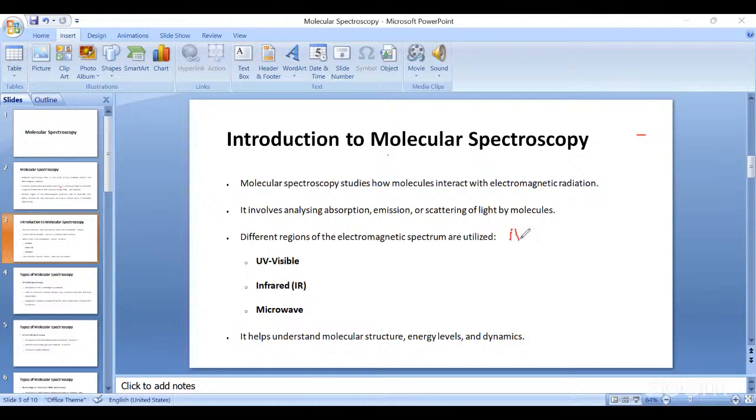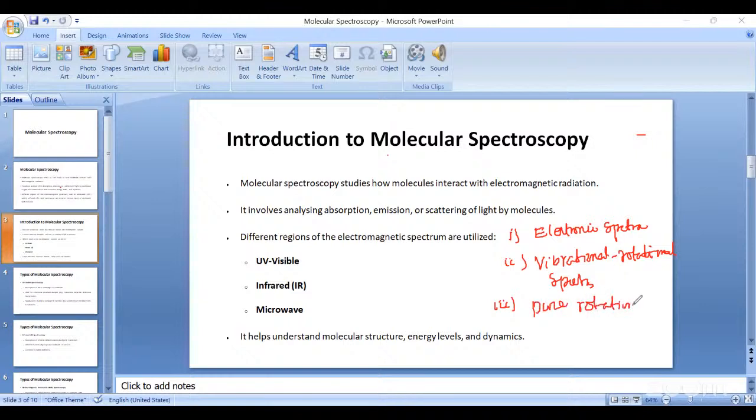The first one is what we call electronic spectra. What is electronic spectra? We'll see in detail. Then we have another one, vibrational and rotational spectra. And a third type of spectra is pure rotational spectra. So these are the three spectra into which we have broadly divided molecular spectroscopy.